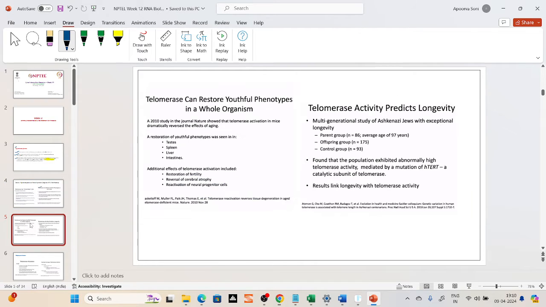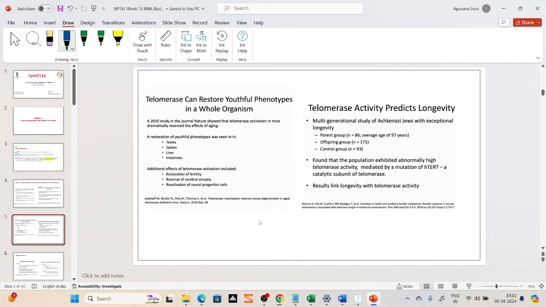Or what else can it do? It can restore the youthful phenotype in the whole organism. Again, a study has been done where the restoration of youthful phenotype was observed in testis, spleen, liver, intestine, and also there were some other effects. Not only that, each and every cell, each and every organ of our body starts aging.